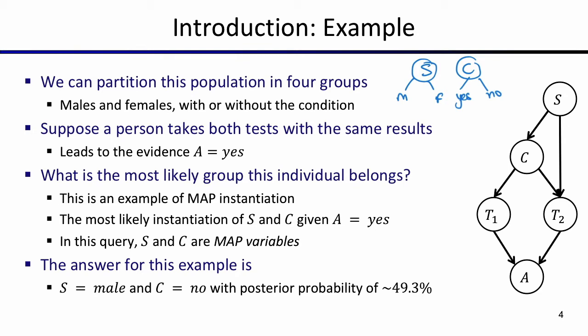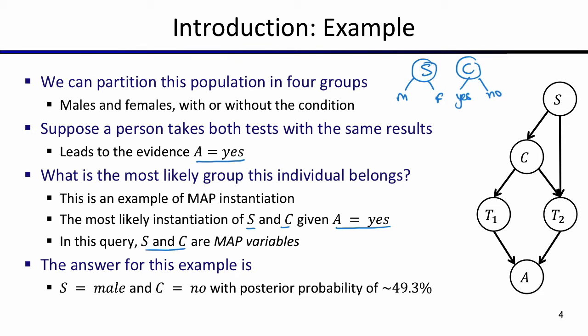And let's suppose that someone takes both tests and the tests come with the same results. So we have this evidence that A equals yes. So what is the most likely group that this person belongs to? This is a type of MAP instantiation, and in this case we are looking for the most likely instantiation for the variables S and C, given A equals yes as evidence. And in this case we say that S and C are called the MAP variables.